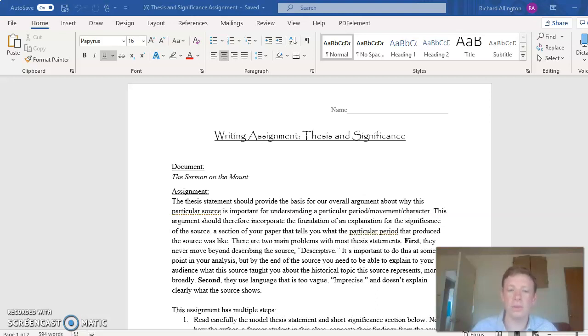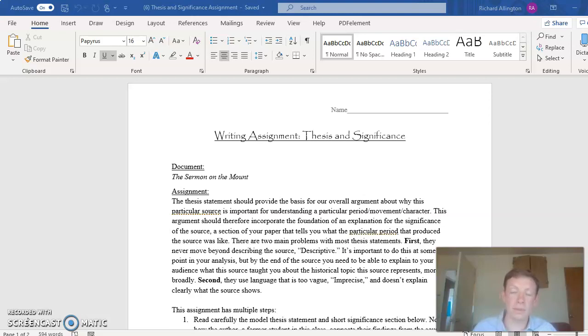Now, there are two main weaknesses that I often see in students who are working on this assignment. And I'm starting with the thesis section. And the two are obviously tied pretty closely together. But to begin with, the thesis statement, typically, model thesis statements or thesis statements produced as part of an assignment or as a paper by students at an introductory survey level are either too descriptive or are imprecise.